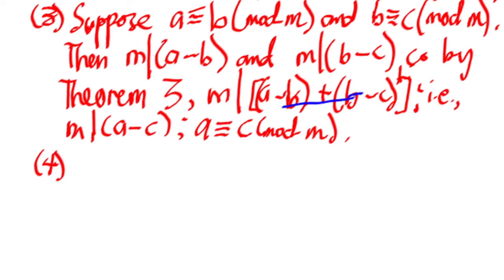So I'm going to read the fourth part again. If A is congruent to B mod M and C is congruent to D mod M, then A plus C is congruent to B plus D mod M, and A times C is congruent to B times C mod M. So let's have a proof of this, shall we?